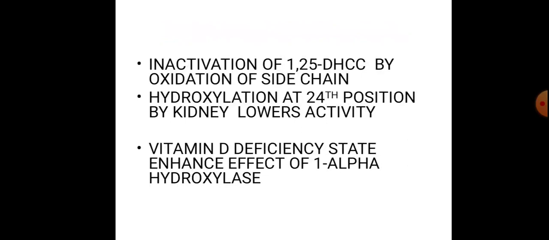Inactivation of 1,25 dihydroxycholecalciferol occurs by oxidation of the side chain and by hydroxylation at the 24th position by the kidney, which lowers the activity. That is, 24,25 dihydroxycholecalciferol has a lower activity compared to 1,25 dihydroxycholecalciferol. Vitamin D deficiency enhances the effect of alpha hydroxylase also.